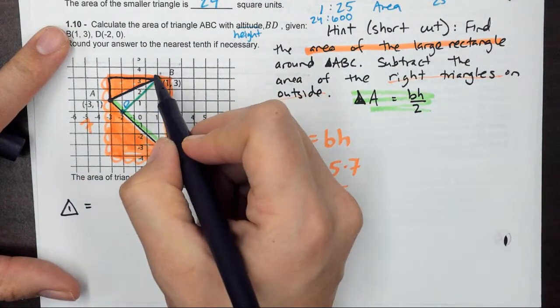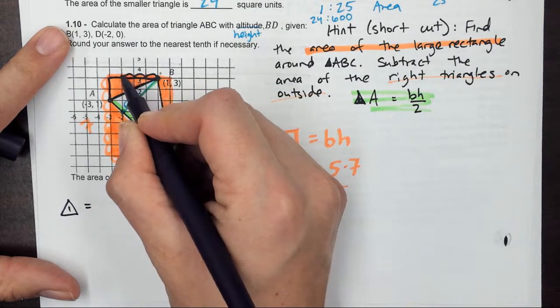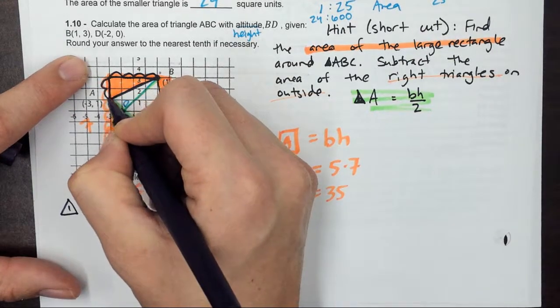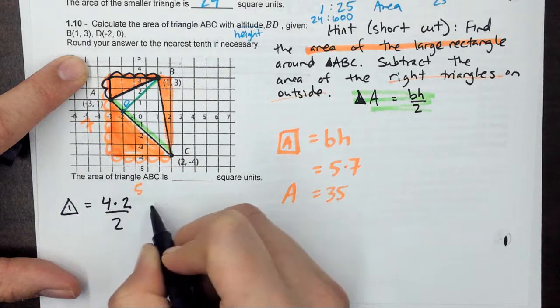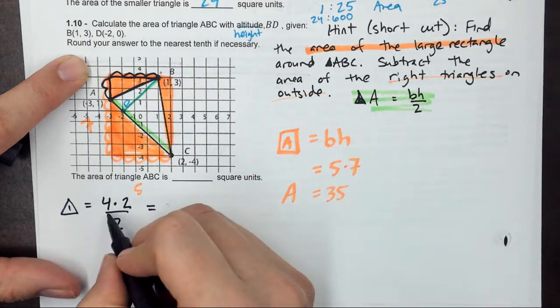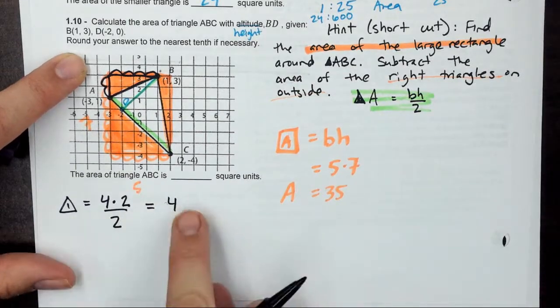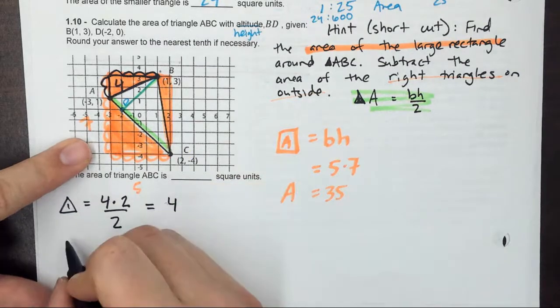The base and the height. So base could be, it's just upside down, 1, 2, 3, 4 is my base. My height could be 1, 2. And according to my formula, I divide that by 2. So 4 times 2 is 8, divided by 2 is 4. So the area of the first triangle is 4 units. I'm going to do the next triangle, triangle 2.